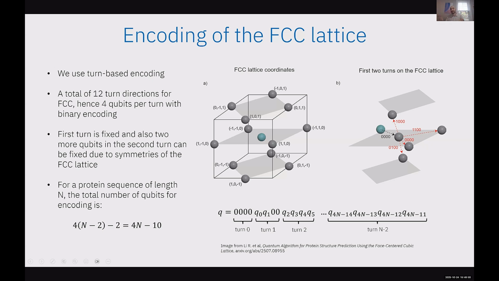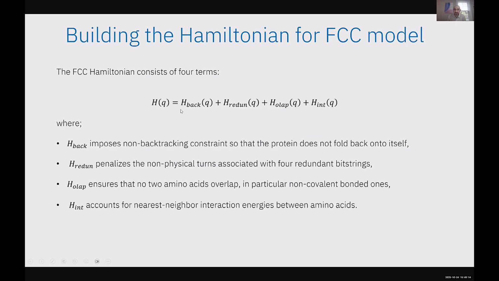Then we have to spend some extra qubits, so it becomes slightly more expensive, which is also the case for the other lattice model. But anyways, the Hamiltonian is quite similar to what you've seen earlier. We have essentially two terms, H-back and H-overlap. These are the geometry enforcing terms. H-back is so the protein doesn't jump to the next point and come back onto itself, so it doesn't fold back onto itself.